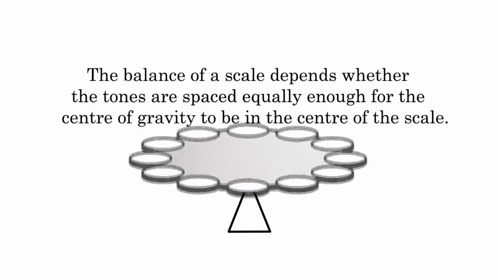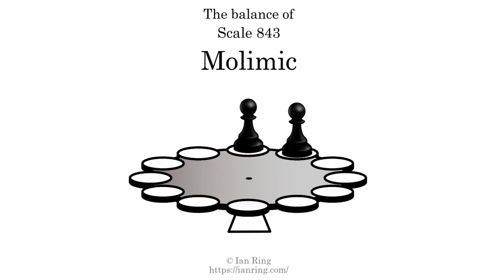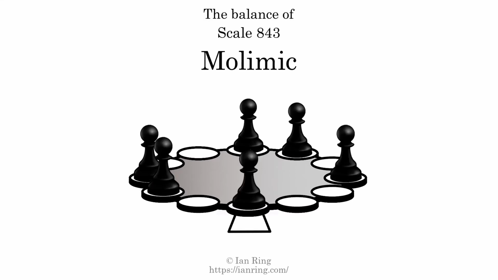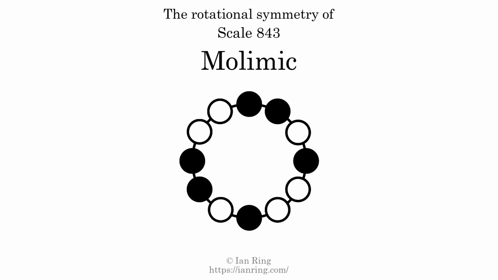Here, the balance of a scale depends on whether the tones are spaced equally enough for the center of gravity to be in the center of the scale. This scale is not balanced. The inverse of a scale is a mirror image. It is what you get when the sequence of intervals is reversed. The inverse of this scale is scale 2649, also known as eolithemic. This scale is achiral, since it can transform into its own reflection by a rotational transformation. This scale has no rotational symmetry.